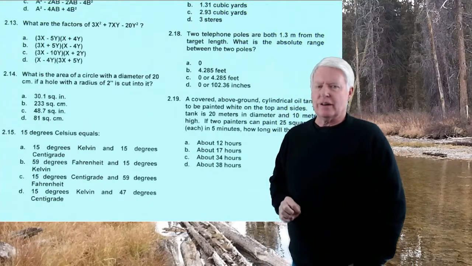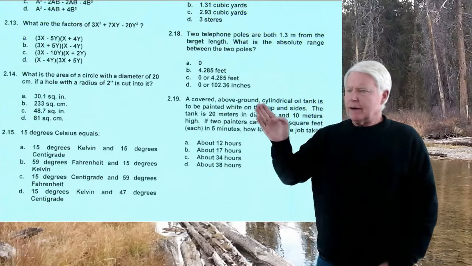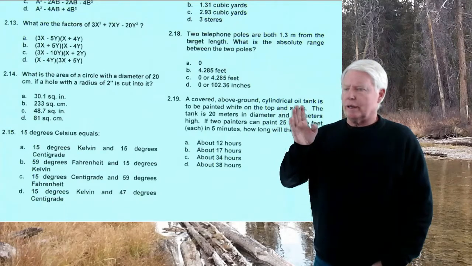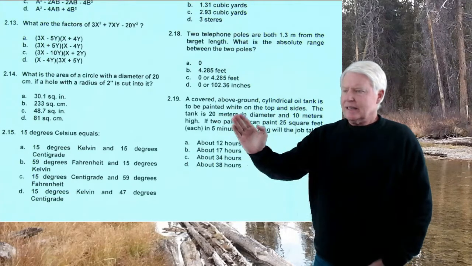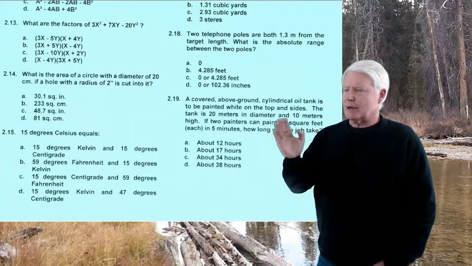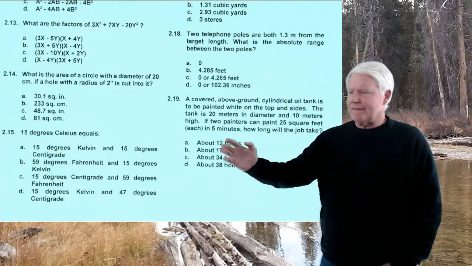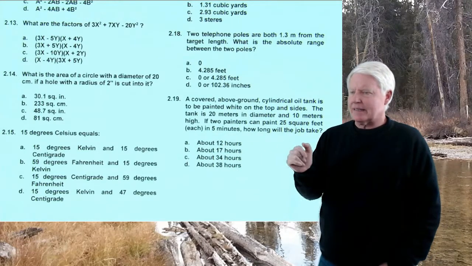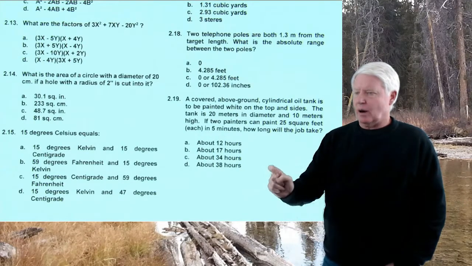This is, I think, a rather difficult one, so hang in there with me as we go over this. A covered above-ground cylindrical oil tank is to be painted white on the top and sides. The tank is 20 meters in diameter and 10 meters high. If 2 painters can paint 25 square feet each in 5 minutes, how long will the job take? And notice the answer is in hours.